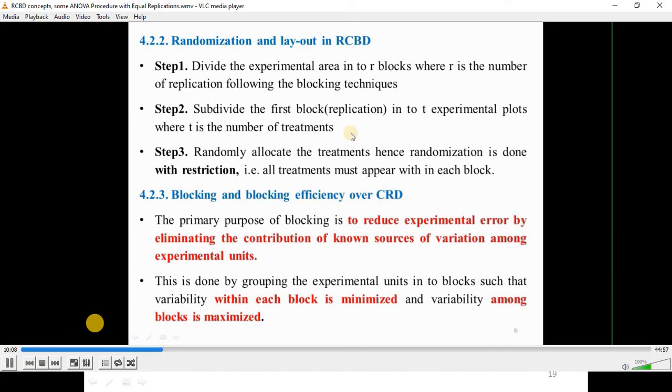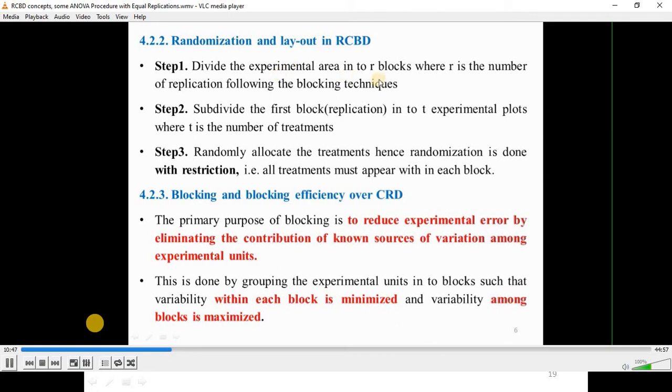When we come to the randomization in the layout of RCBD, first we have to divide the experimental area into a number of replications or blocks, where R is the number of replications, following the blocking technique. In case of RCBD, sometimes we can use replication instead of block, or block instead of replication, because sometimes they have similar numbers, even though their purpose is different.